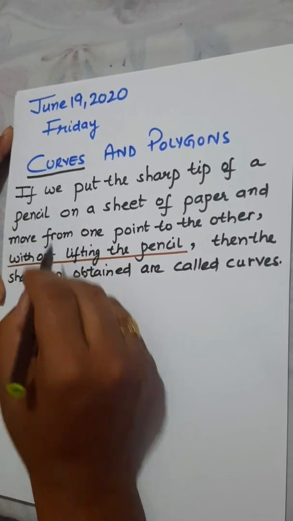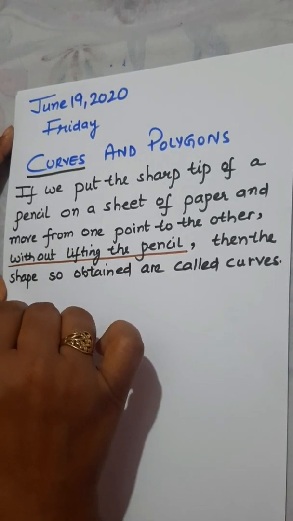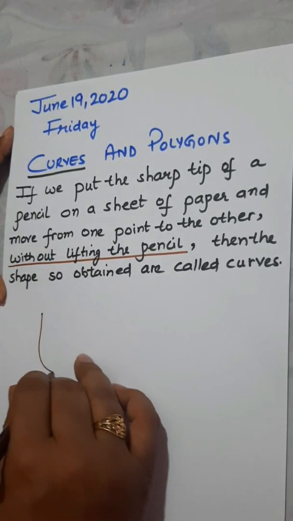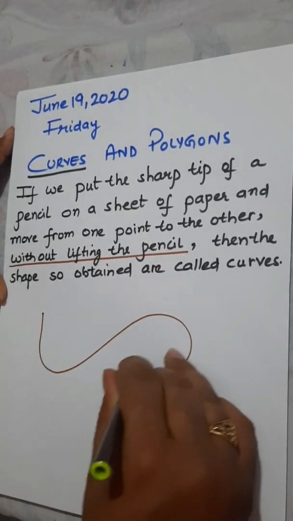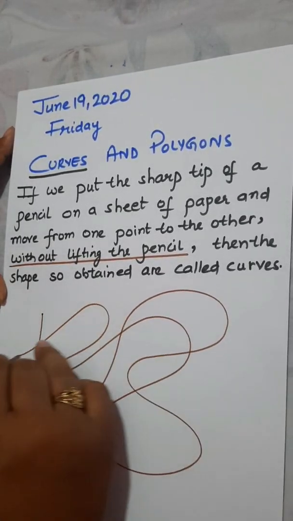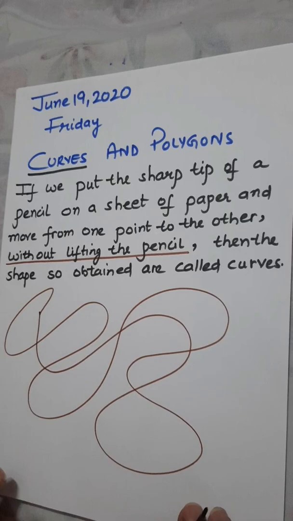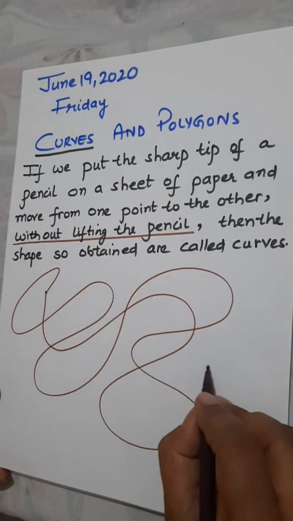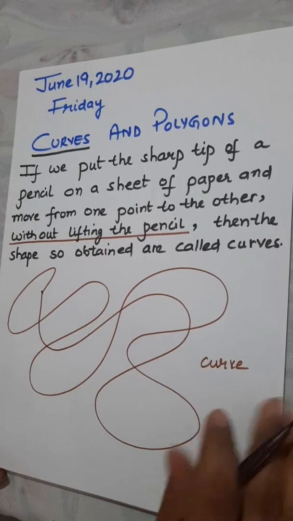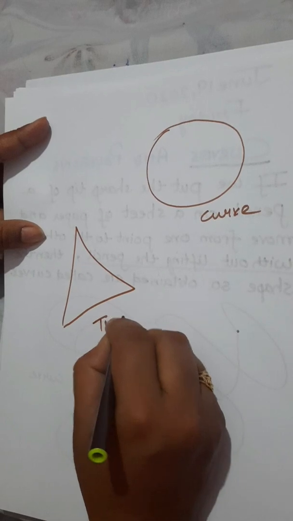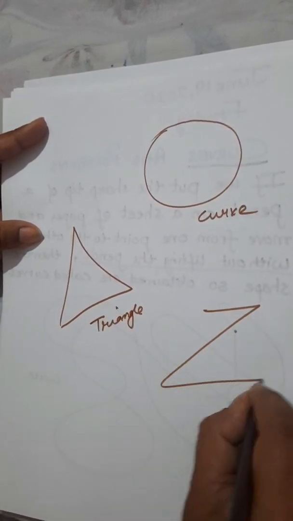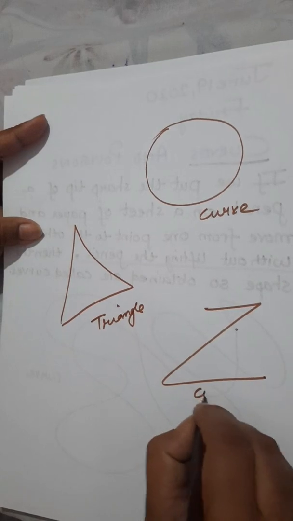As written here, if you put the sharp tip of a pen, pencil, or sketch pen on a sheet of paper and move from one point to another without lifting the pencil or pen, then the shape so obtained is called a curve. So this is an example of a curve. With this you can draw any figure. This is a curve. If I draw like this without lifting the pencil, this is also an example of a curve.